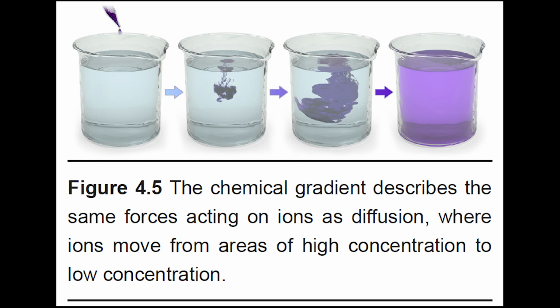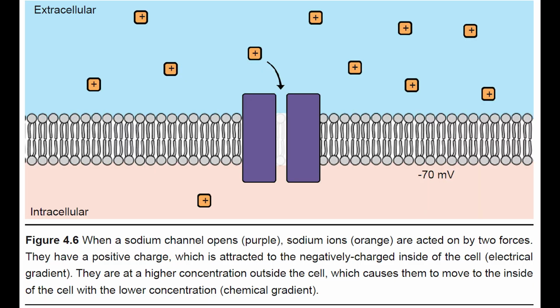In order to accurately predict the forces acting on a given ion, you need to know 1. The charge of the ion, and 2. The relative concentrations of ions across the membrane. Take a look at the following two examples. 1. Sodium movement across the membrane.